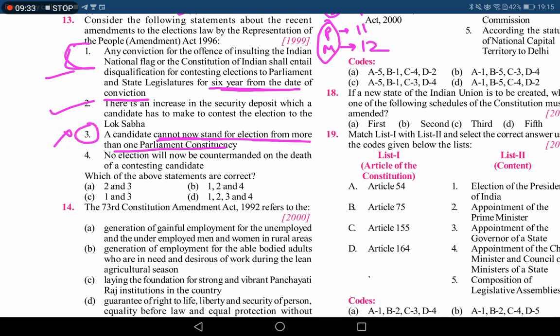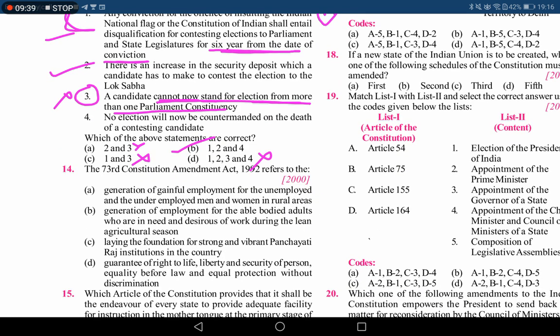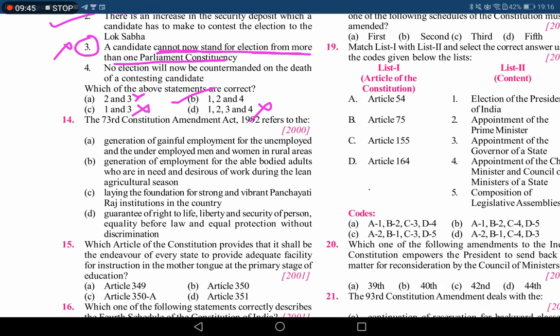Okay, so let's see where option number 3 is there. All will be negated. So option number B is the correct answer. That means statement number 4 is correct. No election will now be countermanded on the death of a contesting candidate. All right, this is correct.